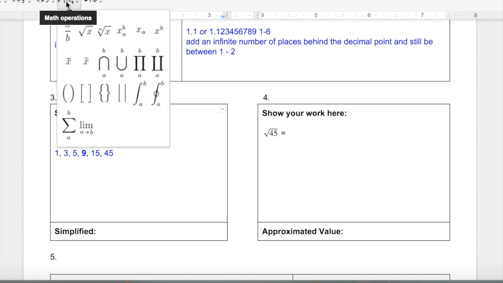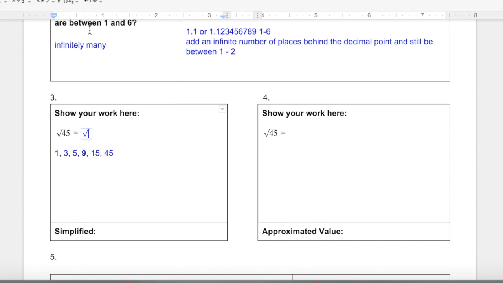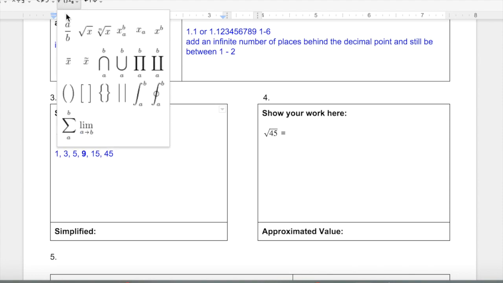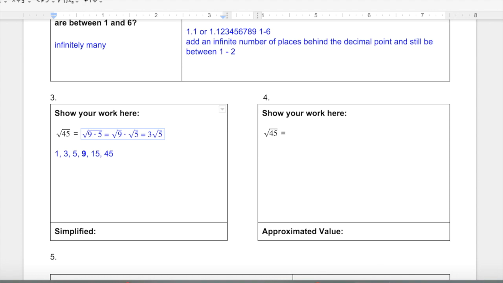And we're going to insert a new equation as the square root of 9 times 5, which equals, split these up, the square root of 9 times the square root of 5. The square root of 9 is 3, so we are left with 3 times the square root of 5. I'll go ahead and copy this and put it down here for my final answer.